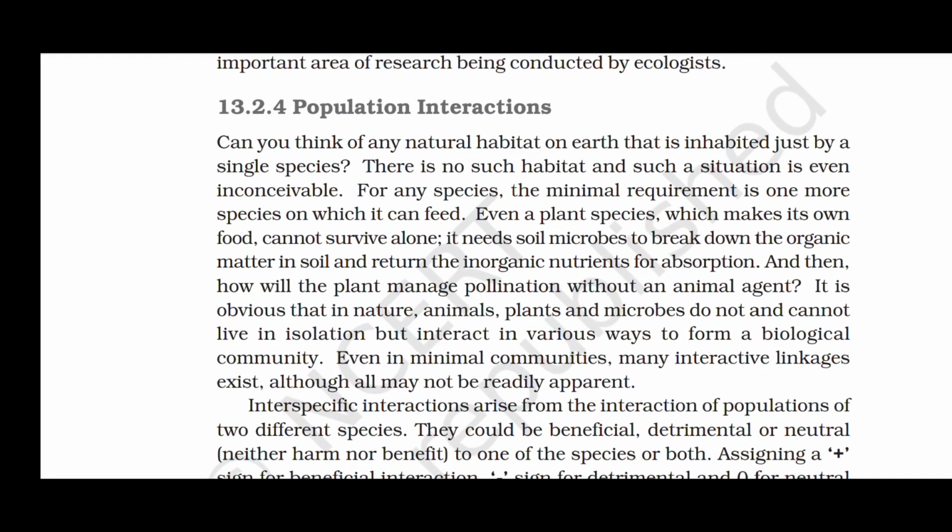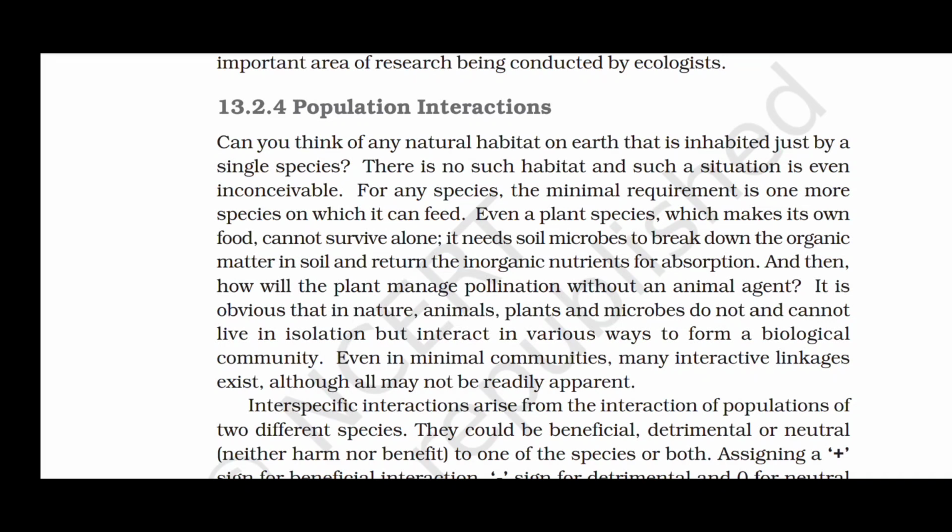Population interactions. Can you think of any natural habitat on Earth that is inhabited just by a single species? There is no such habitat, and such a situation is even inconceivable. For any species, the minimal requirement is one more species on which it can feed. Even a plant species which makes its own food cannot survive alone. It needs soil microbes to break down the organic matter in the soil and return the inorganic nutrients for absorption. And then, how will the plant manage pollination without an animal agent?